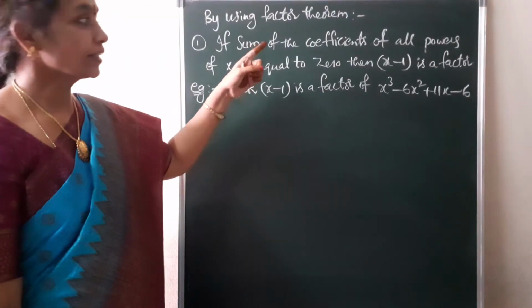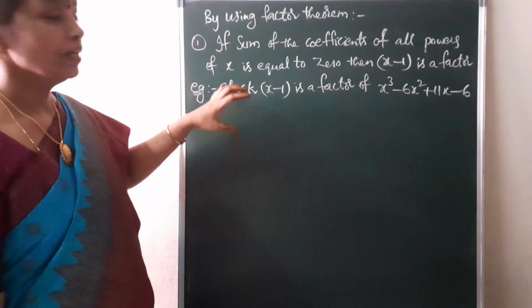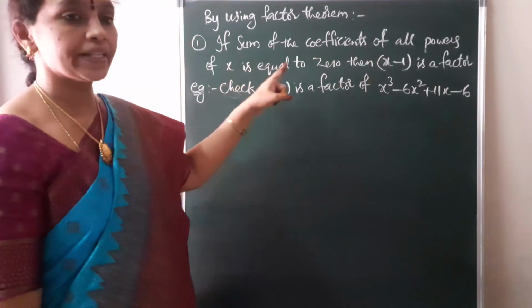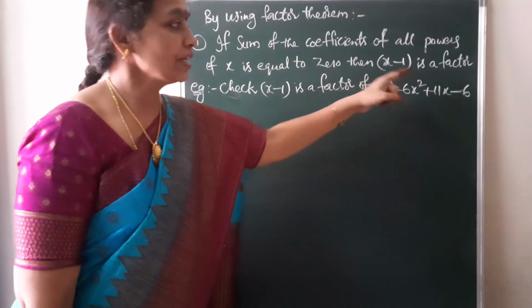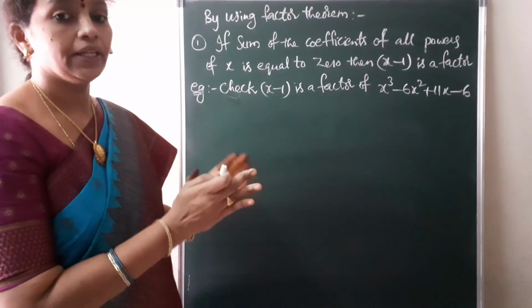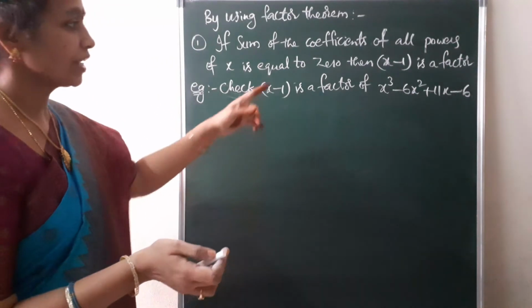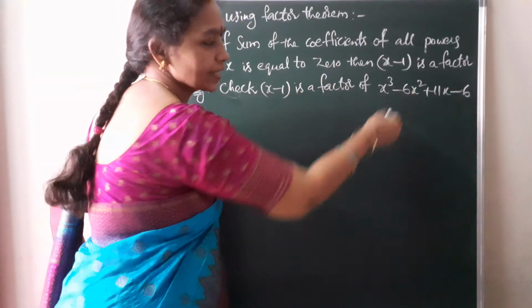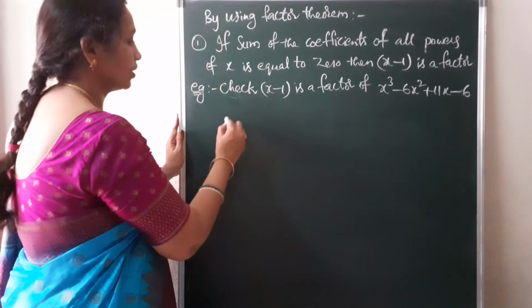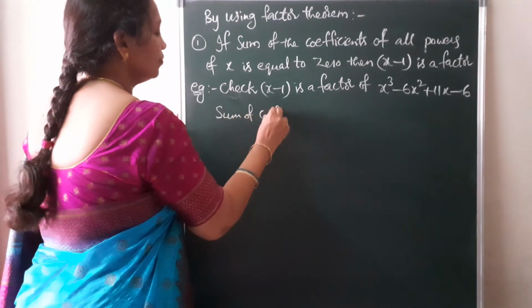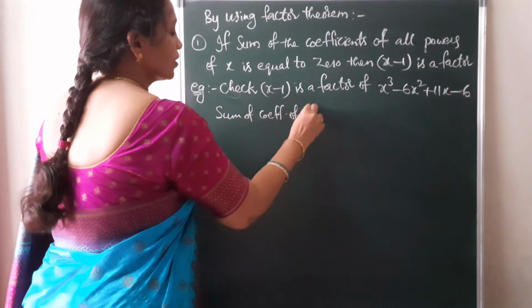By using the factor theorem we can derive two concepts. The first one is, if the sum of the coefficients of all powers of x is equal to 0, then x minus 1 is a factor. Check whether x minus 1 is a factor of x cube minus 6x square plus 11x minus 6 or not. So what you have to check? Sum of coefficients of all powers of x.